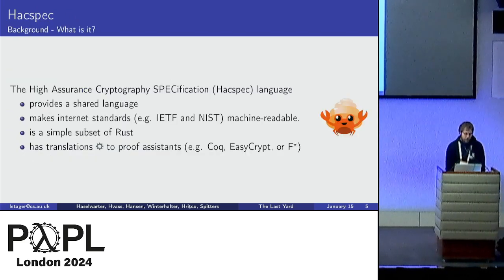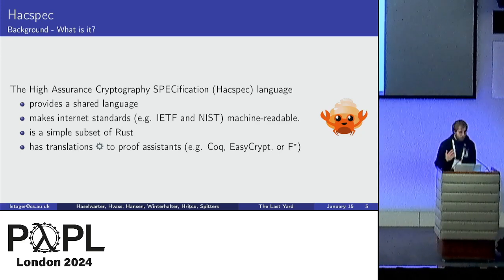First off, there's Hacspec. Hacspec is a high-assurance specification language. It provides a shared language between cryptographers, programmers, and proof engineers. It makes the internet standards such as IETF and NIST machine readable, which means that you can actually run your standards and check whether your implementations do the correct thing by running them against the standards.